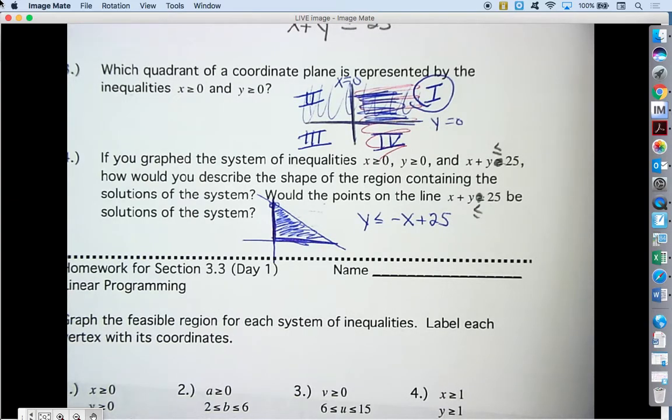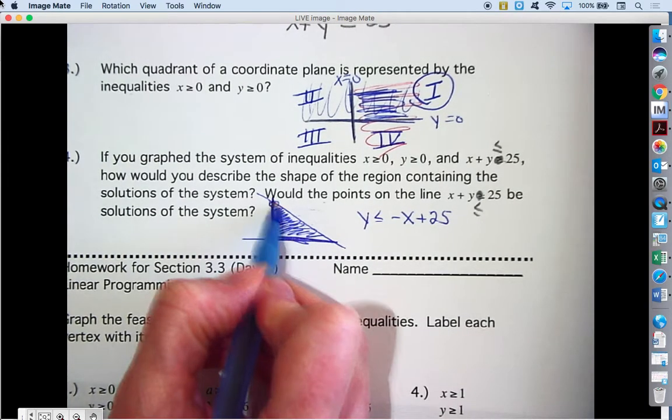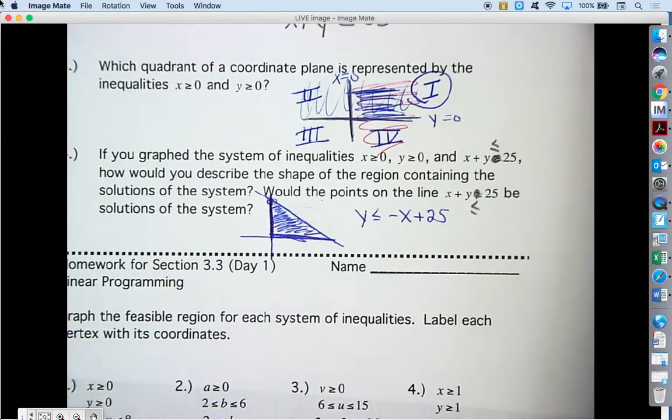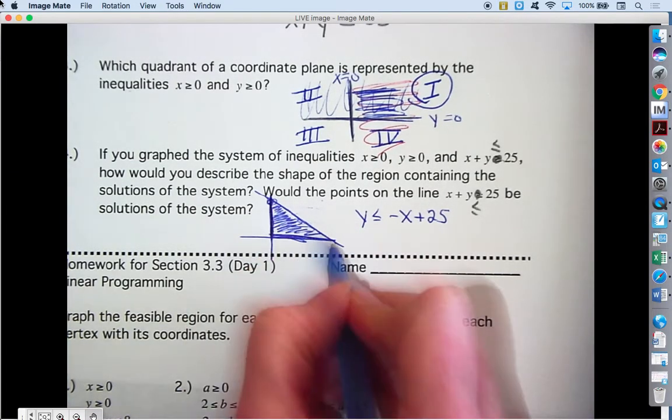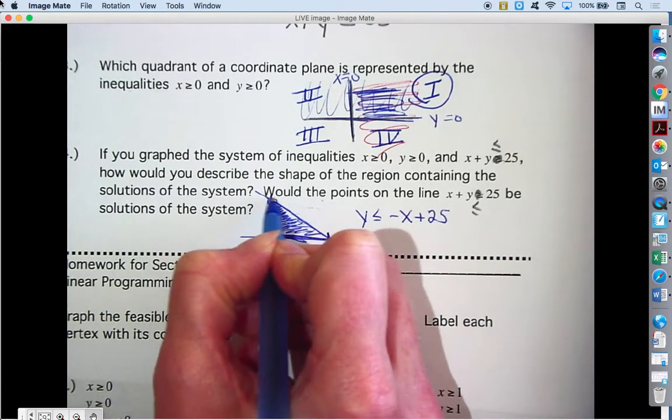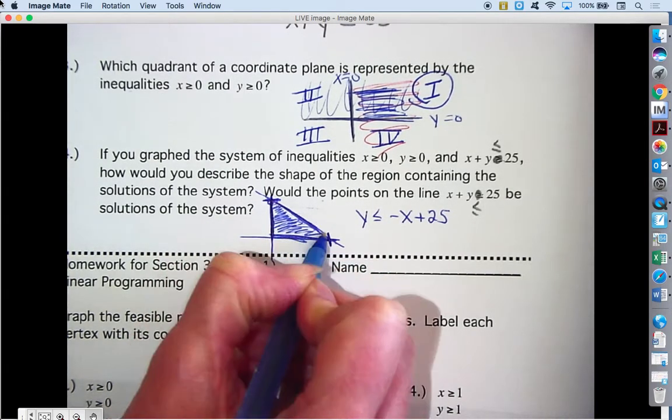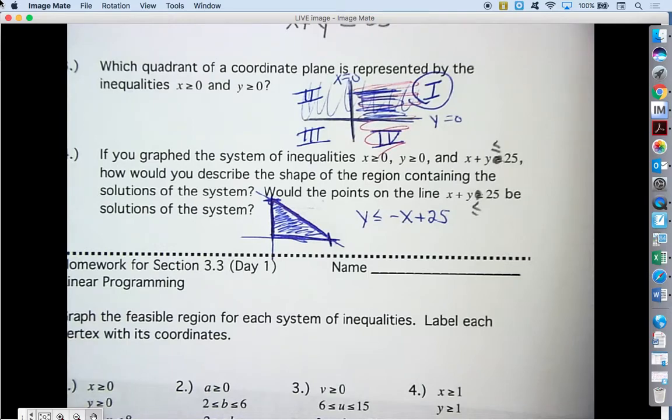The last question there says, would the points on the line be a solution to this system? So if I have a point on this line, would that be a solution? Tina? Yes, if it was in the first quadrant. So if the values are positive, then yes, it's a solution. But if it was a negative x, then it wouldn't be a solution. Or if the y was negative, it wouldn't be a solution. So it's only a solution for the positive x values of the line, or the positive y values of the line. So a portion of it works, but not the whole line. Questions?